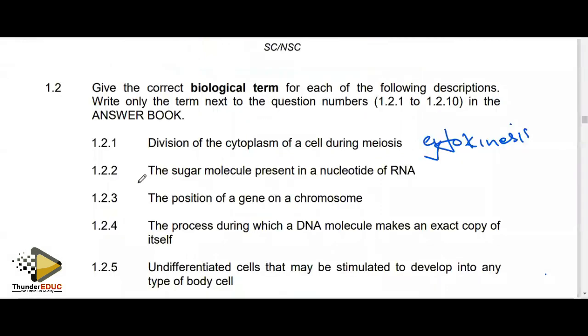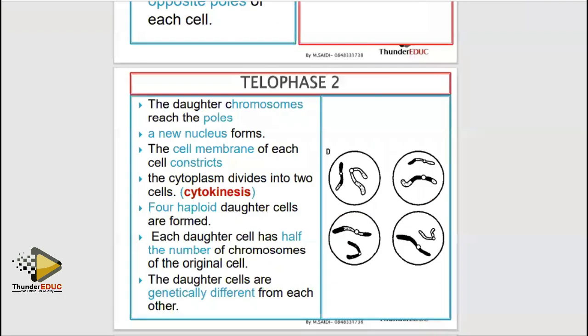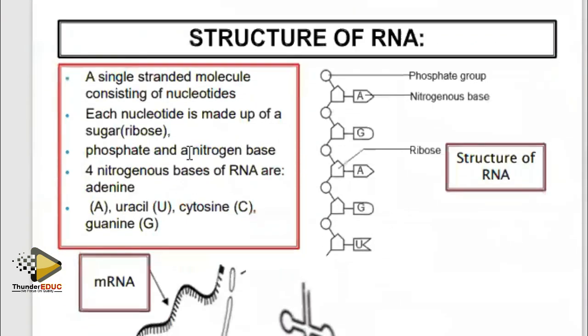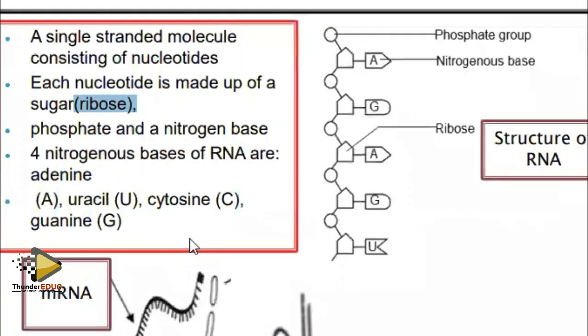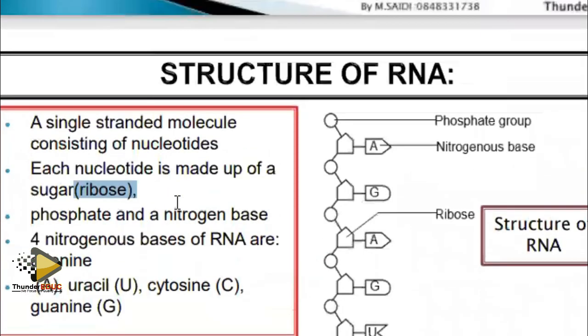And then we go to the next question, the sugar molecule present in the nucleotide of RNA. It means the kind of sugar which is found there is ribose. So where do we find this? We go back to our book on DNA. We're going to find it here. A single-stranded molecule consists of nucleotides. Each nucleotide is made up of a sugar called ribose. So you see the answer is there. And this is the structure of RNA. So ribose is the sugar which is located in RNA.